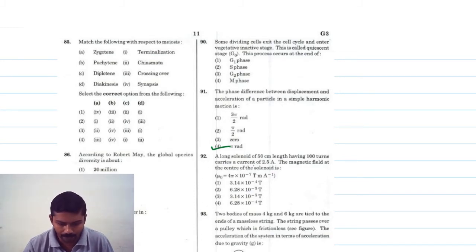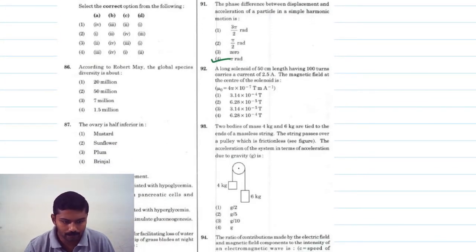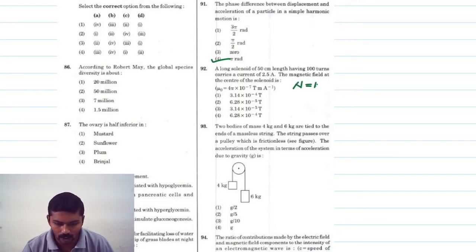A long solenoid of 50 centimeter length is having 100 turns and carries a current of 2.5 ampere. We need the magnetic field at the center of the solenoid. You know that the total number of turns is 100, the current in the circuit is 2.5 ampere, and the length of the solenoid is 50 centimeter. You have to convert that into meter, so it is equal to 50 into 10 to the power minus 2.